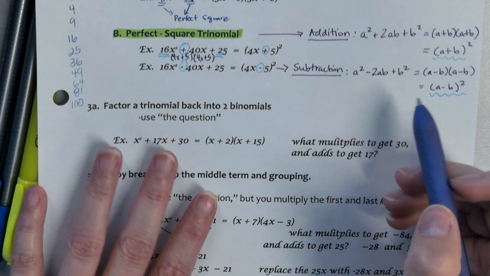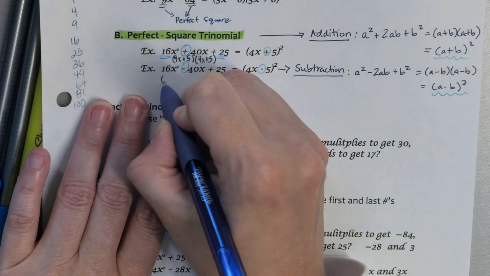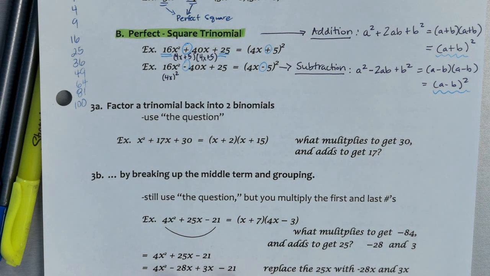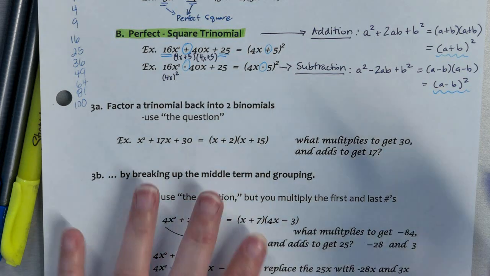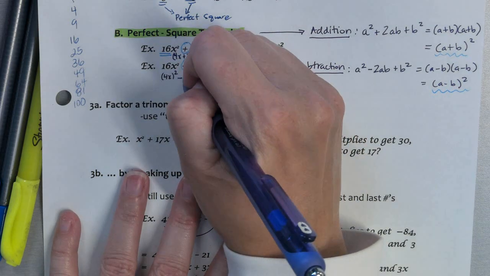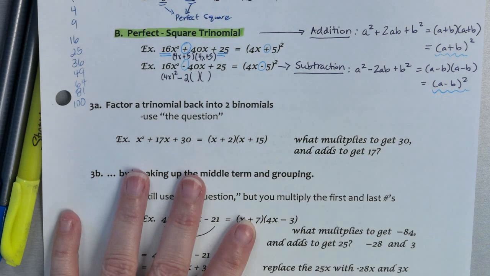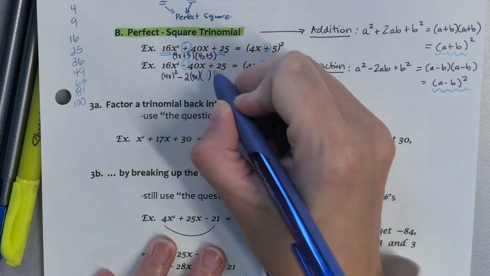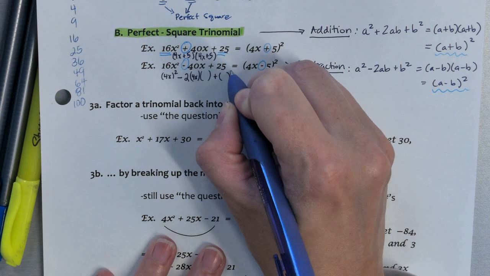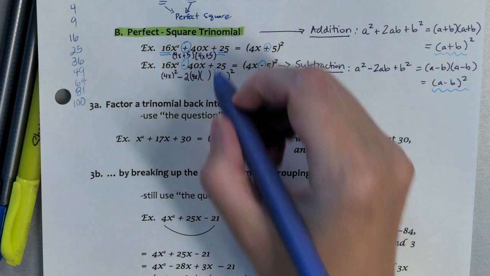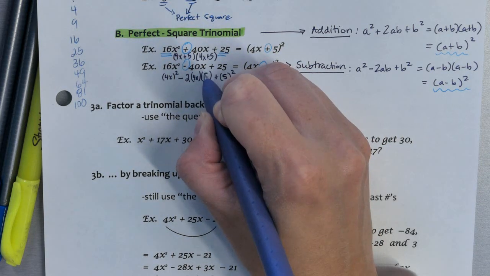So for the first one, a squared, this would be 4x squared. And then this is minus, see how you have 2 times a times b? This would be 2 times, and then your a value is the 4x. Your b value is going to be whatever the last value squared is. So to get to 25, I would do 5 squared. So this is why it fits the pattern.